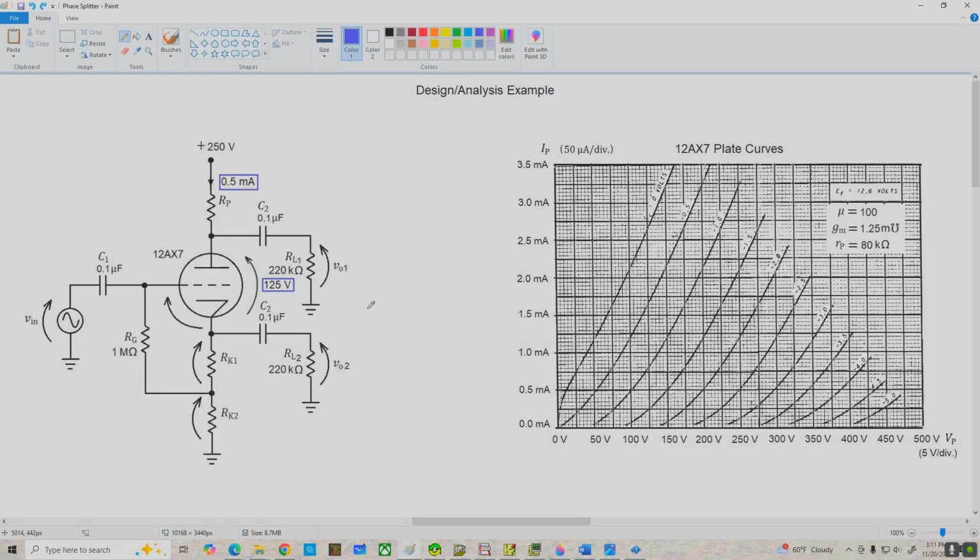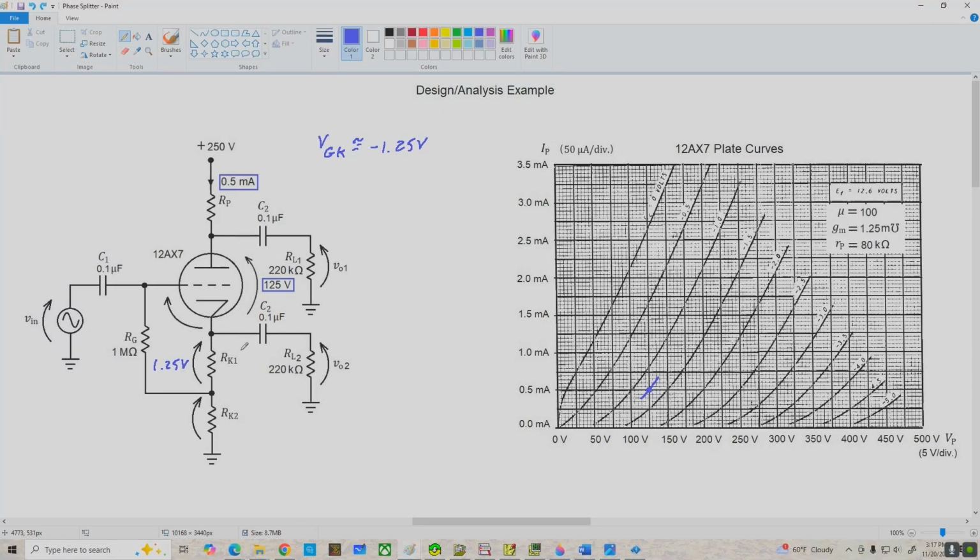So now let's start by locating the Q point over here on our plate curve graph, and if we go to 125 volts and 0.5 milliamps, that puts our Q point right here. And estimating the grid to cathode voltage, we're about halfway in between -1 and -1.5 volts. So let's just call this -1.25 volts. So VGK is approximately -1.25 volts, and I'll fill that drop in here across RK1. That would be positive 1.25 volts.